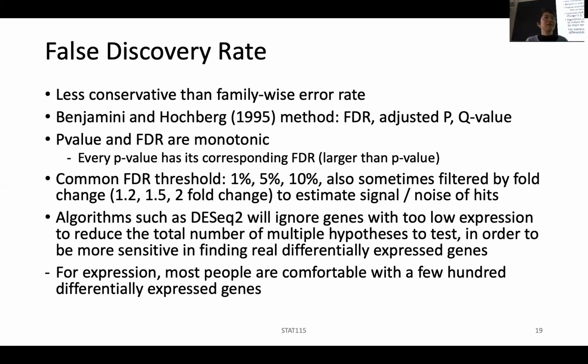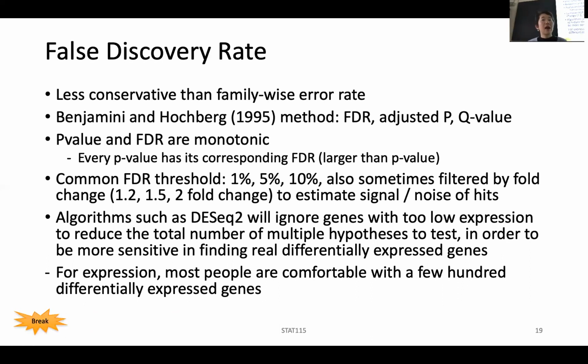It's hopeless. This will never really reach significant p-value. And so DESeq will use some simple heuristics to remove those genes that have too low expression level in too few number of samples, to reduce the total number of genes to test. This way, the noise will be reduced and the signal will be higher. But at the end, most people are most comfortable with usually a few hundred differentially expressed genes.